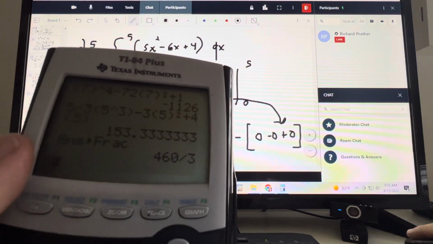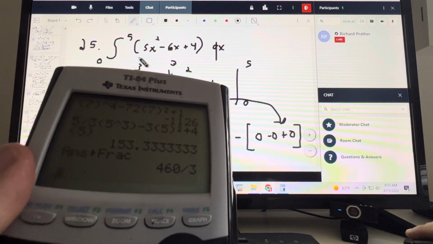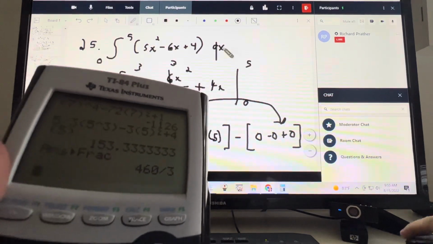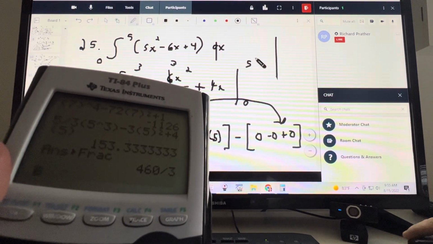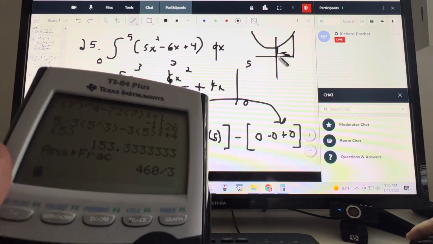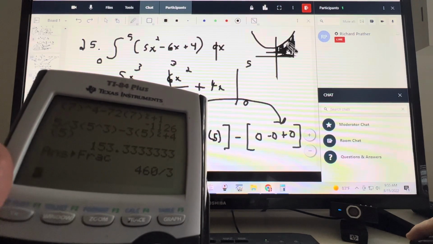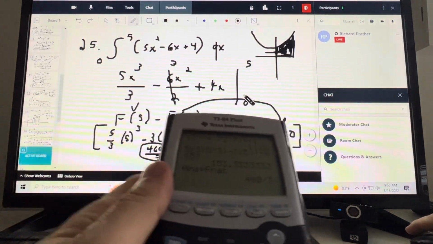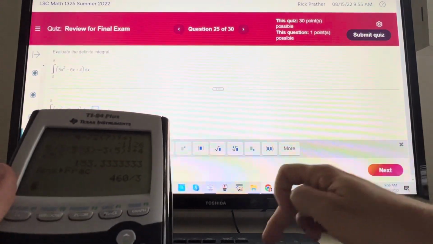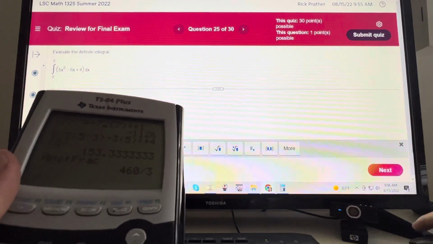So if you drew this curve, this quadratic, it would go above the x-axis the whole time, from 0 to 5. The amount of area under this curve and above the x-axis, it's entirely above the x-axis, that would equal about 153.3, is what that's saying. So 460 over 3.